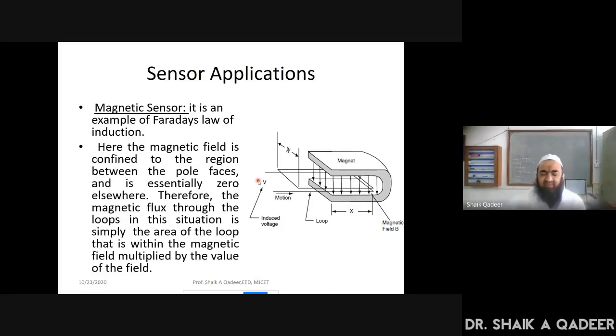Here the text is written, which I had taken simply from the textbook. So the magnetic field is confined. The first assumption we need to make is this one: the magnetic field is confined to the region between the pole faces and is essentially zero elsewhere. Otherwise, we will get error.